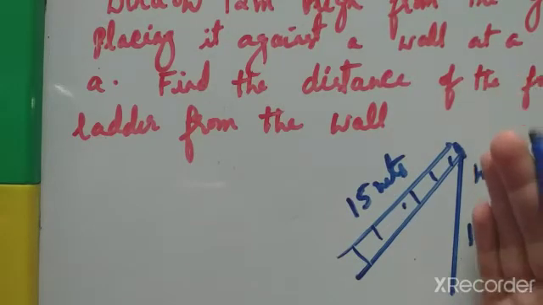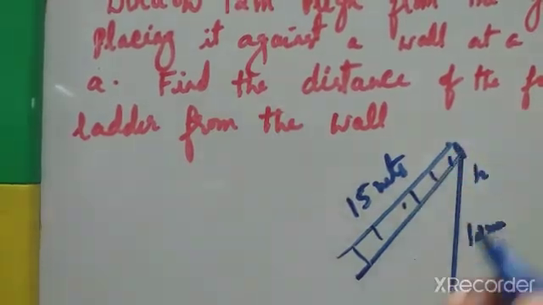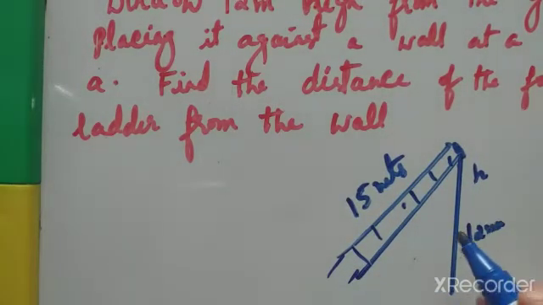So this is a wall and this is the ladder. Okay, this is the ladder. Ground on placing it against a wall at a distance A. Find the distance of the foot of the ladder from the wall.